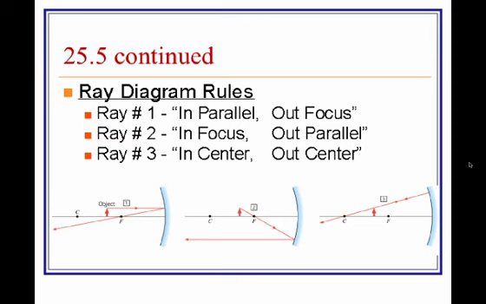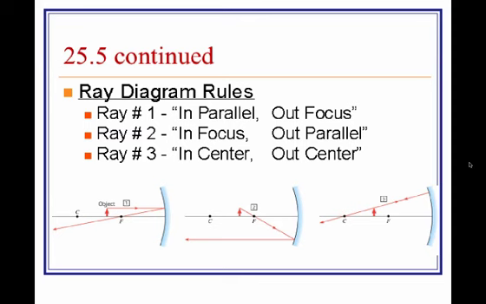It's parallel into the mirror, and it goes out through the focus. Now, if the image is on the inside of the focal point, this is actually going to project for a concave mirror. This is going to create a virtual image. So the light's still going to go out through the focus, but you want to extend it beyond through the mirror. Second ray, it goes in through the focus and out parallel.